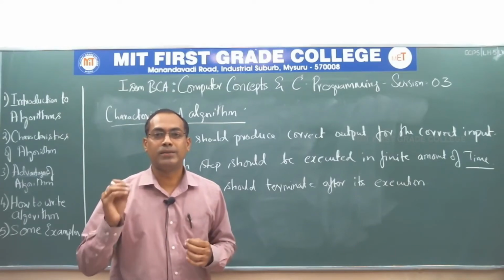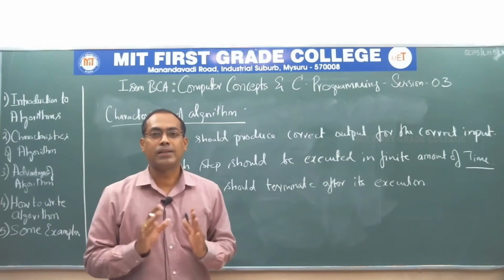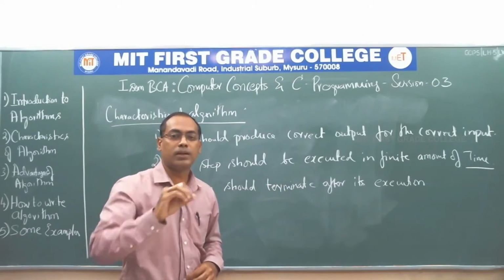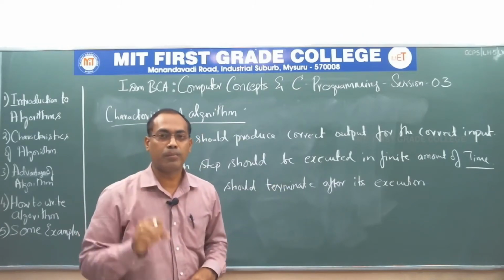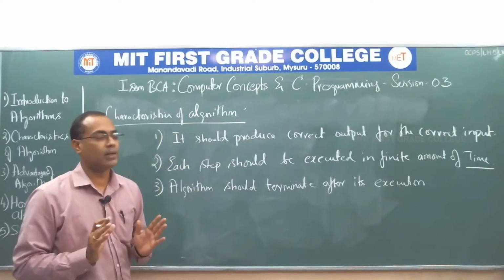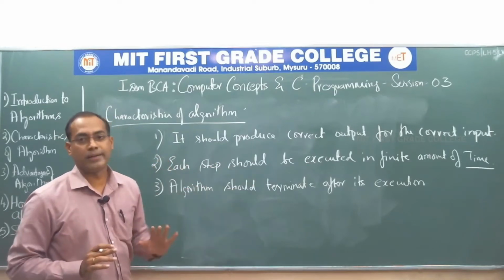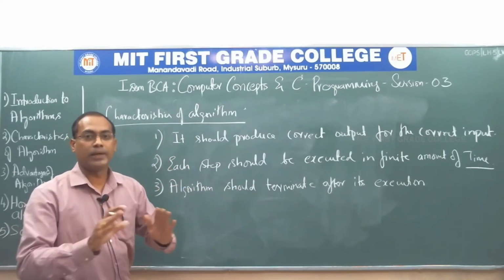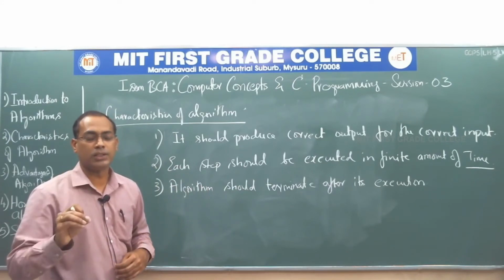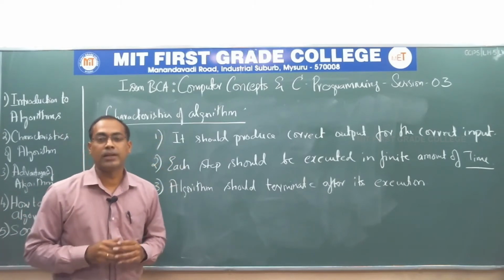That algorithm is called the operating system. The operating system is a classical example of an algorithm which never terminates until you hit the shutdown button. So that is one of the algorithms which never terminates. But in general, all algorithms should terminate. Even the operating system has to terminate upon a command given by the instructor or the user. So these are the characteristics of the algorithm.